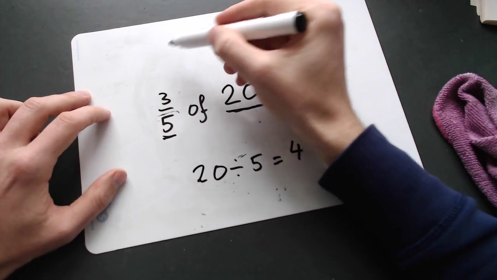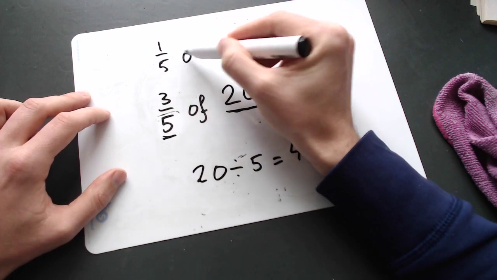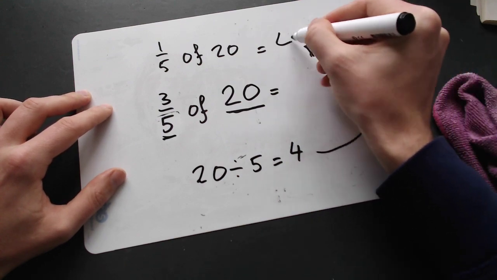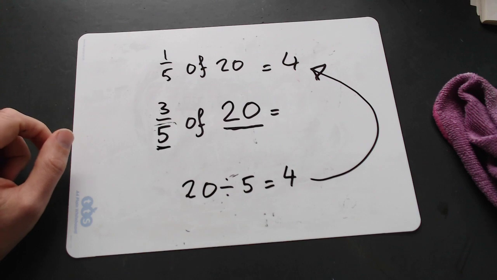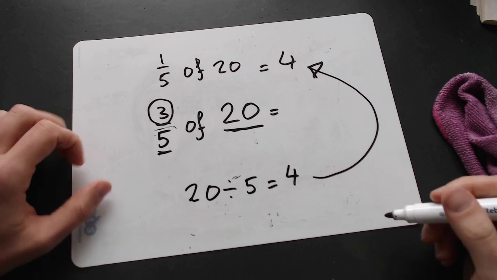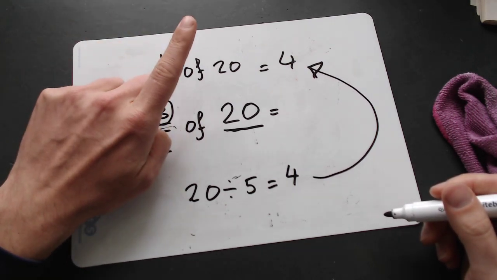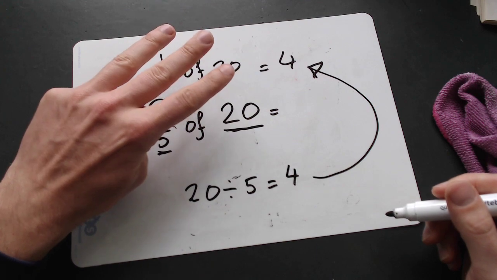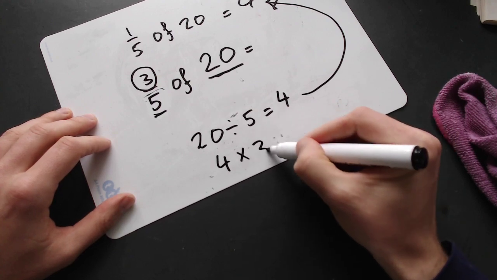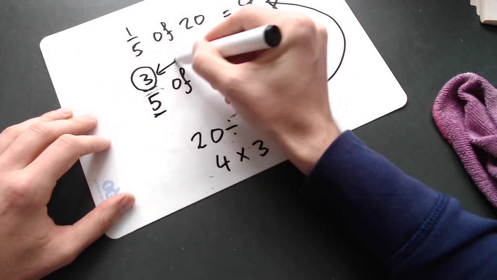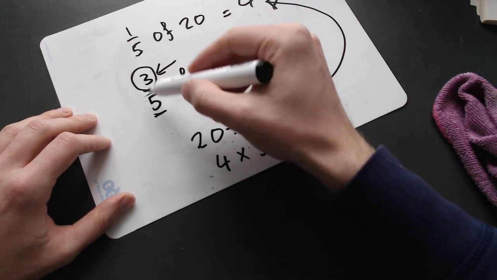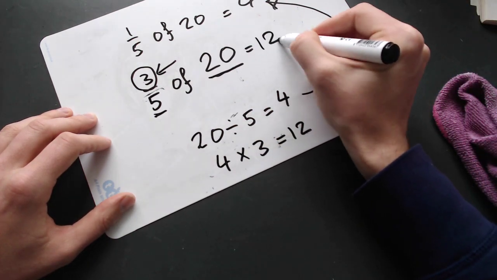So what I've now calculated is that 1/5 of 20 equals 4. But I don't have 1/5 of 20, I have 3/5 of 20. So instead of sending only one group out, I'm sending 3 groups out. So I need to do 4 times 3, because my numerator is 3. 4 times 3 equals 12. So 3/5 of 20 equals 12.